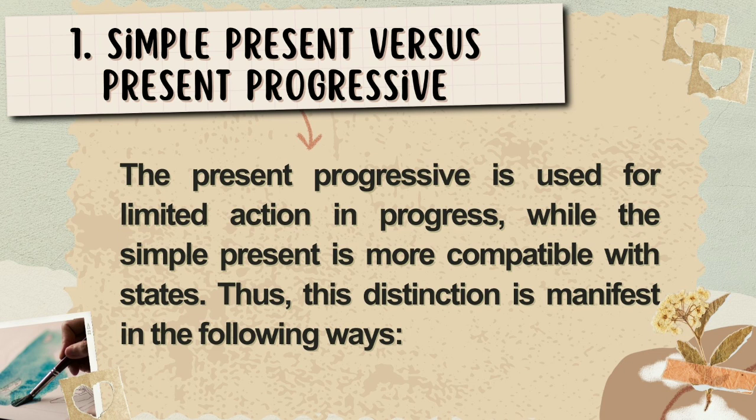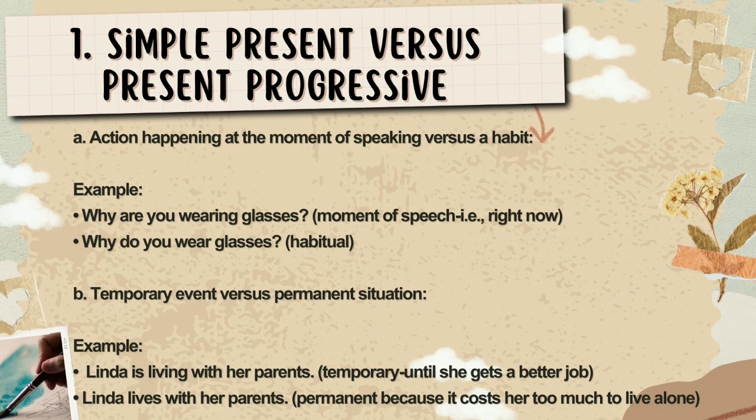For instance, letter A is action happening at the moment of speaking versus habit. An example here is, why are you wearing glasses? It is a moment of speech, so nangyayari siya right now. And then the next one here is, why do you wear glasses? Habitual siya. So bakit ka nagsusuot ng glasses?